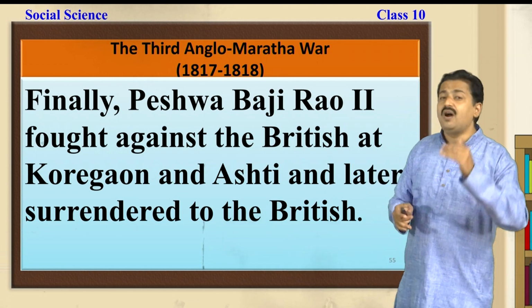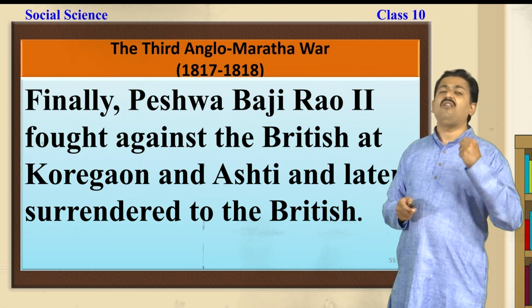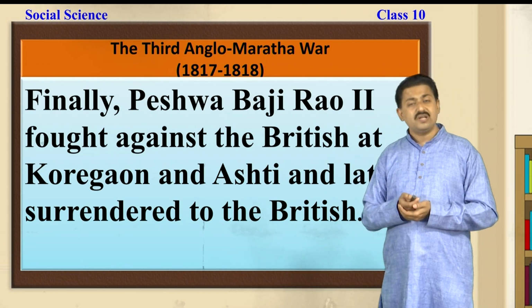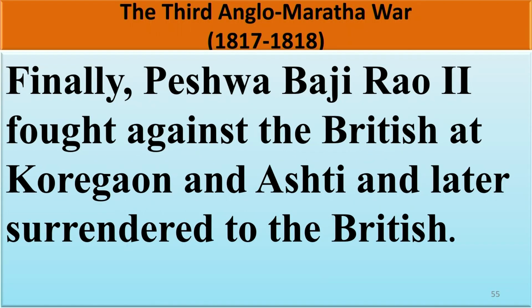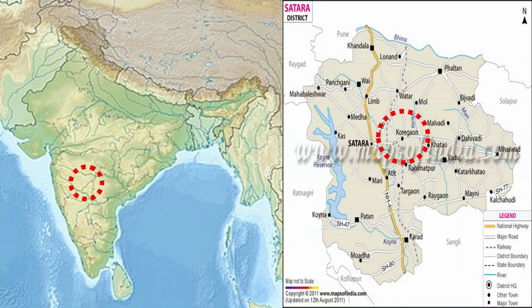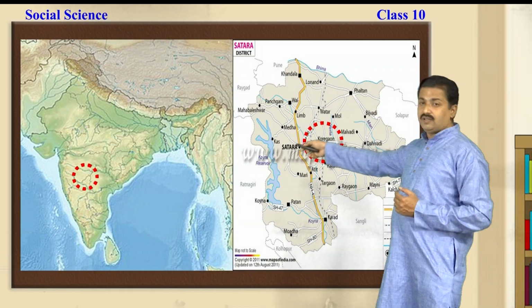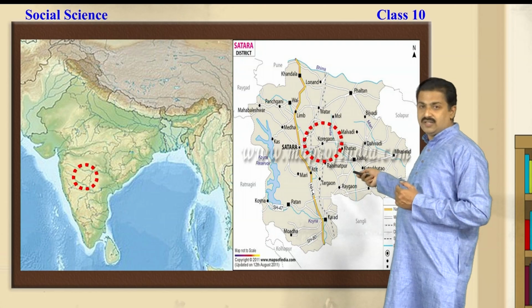Koregaon and Asti are in Maharashtra, but unfortunately the British were very powerful. They defeated Peshwa Bajirao II and also his subordinates. Finally, Peshwa Bajirao II had to surrender. This is Koregaon. Here in Maharashtra, you have Koregaon and the place Asti nearby.